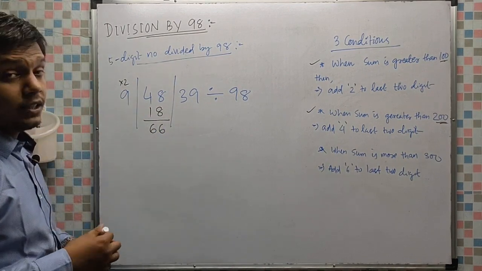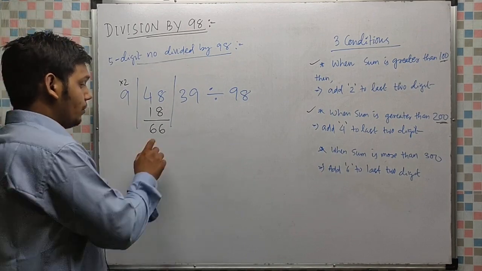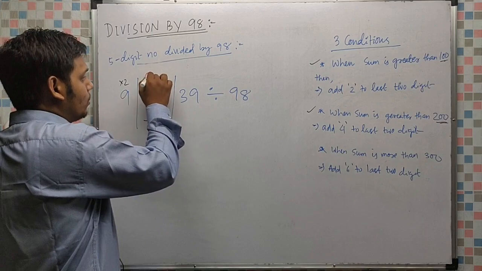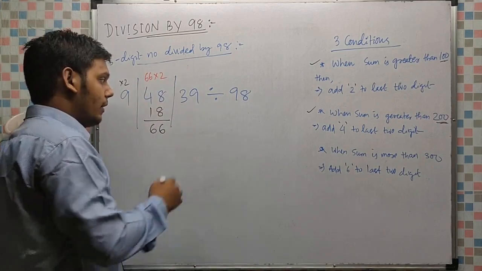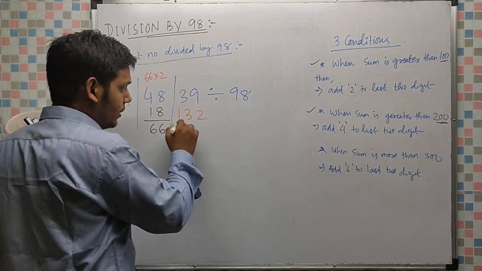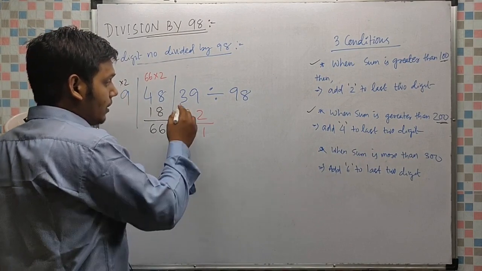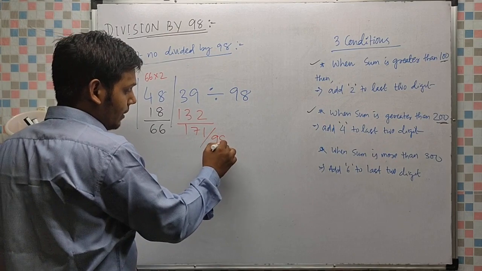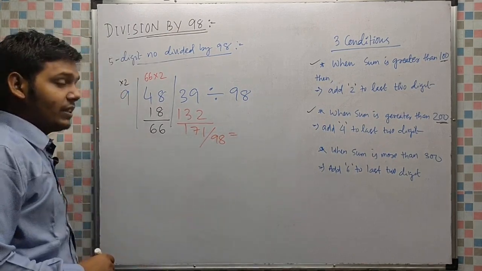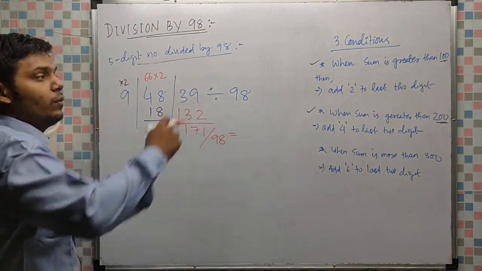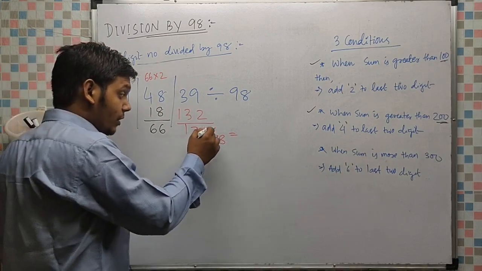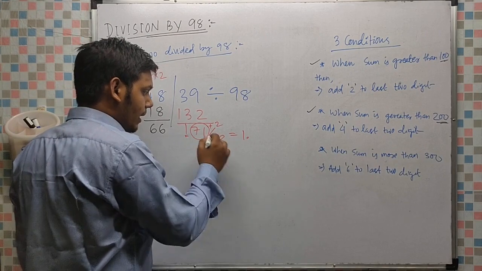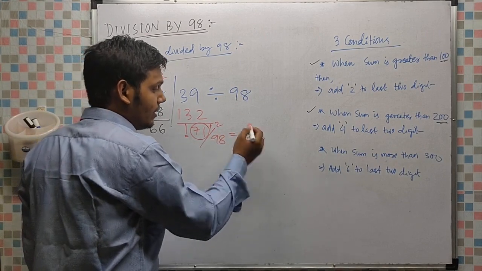Now this 66 into 2 we have to multiply. So 66 into 2, that is how much? 132. 9 plus 3 plus 1 is 171 by 98. Now the sum is more than 100. If the sum is more than 100, then last two digits plus 2. So 1 simply I will keep, and 71 plus 2, that is 73.